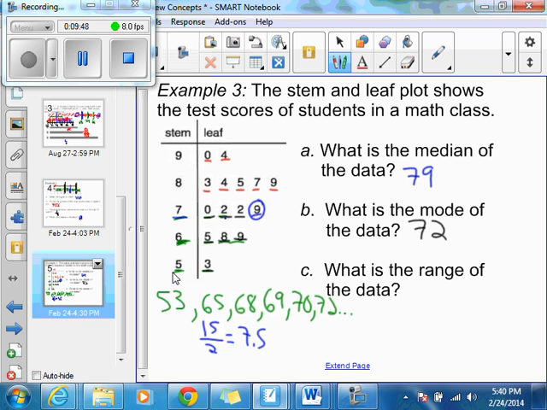To find the range, we take the highest number minus the lowest number. Our highest number is in the 90s, it's 94. Our lowest number is in the 50s, it's 53. And if we subtract that, we get 41. That would be the range of our data set.